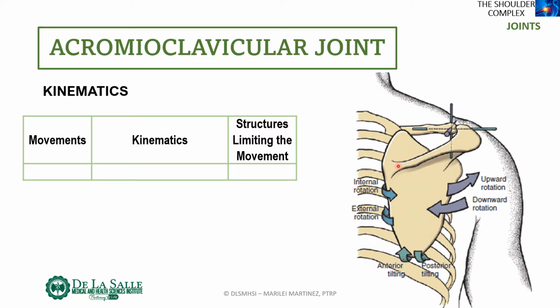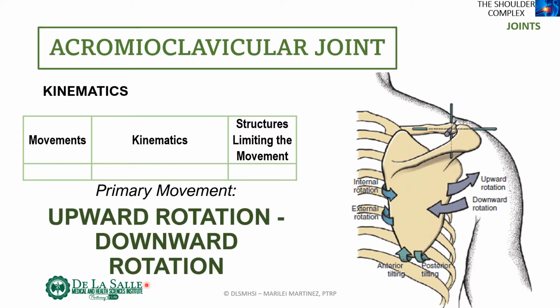For the acromioclavicular joint, again, we will not be describing the arthrokinematics, or specifically the roll-slide arthrokinematics, of this joint, because the articular surfaces of the acromioclavicular joint are flat. That's why it's not applicable, but for this one, we are to focus on the kinematics, or the motions happening in the articular surfaces of the acromioclavicular joint. Let's start with the primary movement.